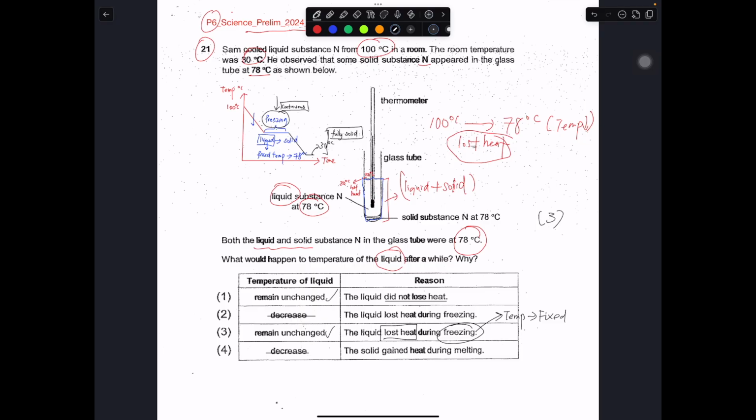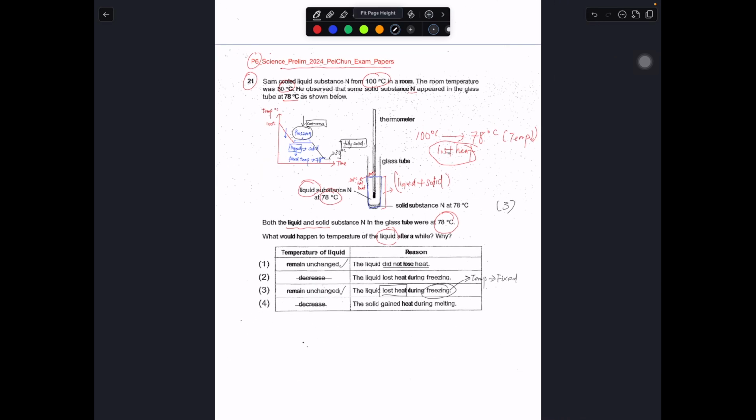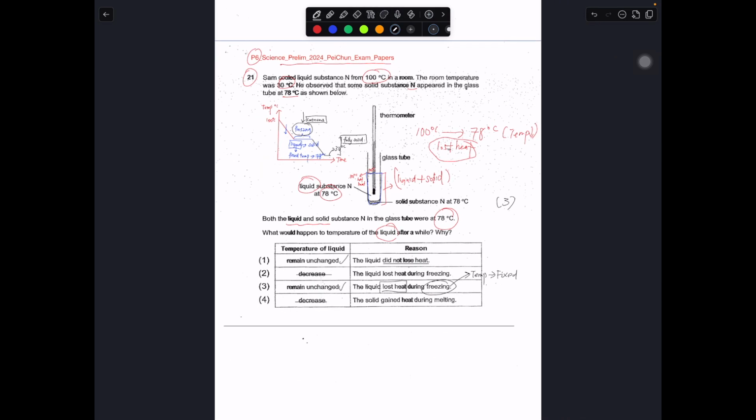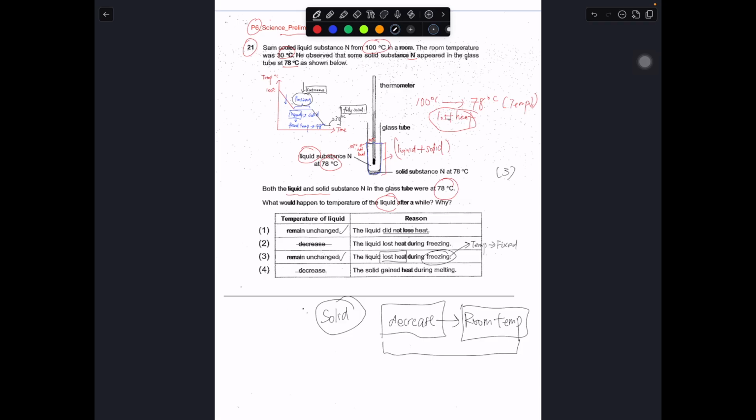This is actually a tough question. So if I were to modify this question, let's say, what will happen to the temperature of the solid? The temperature of the solid will decrease, assuming that the whole material has already frozen completely. Then the temperature will start to decrease, and it will reach the room temperature. This is what happens when it's fully solid. There's no liquid left, so it's not changing state. The change of state is already completed.